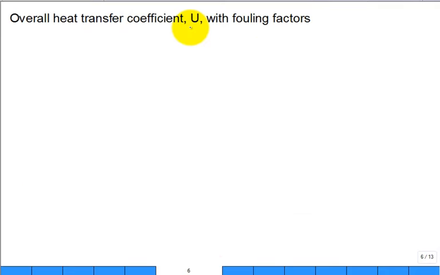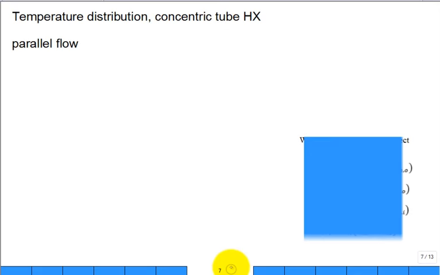Okay, so I already talked about how to modify 1 over UA with the adding fouling, right? So I've already done that. Now let's talk about the temperature distributions. Let's have a soft introduction to how the heat is transferred, not jump into the math and get lost in the math quite right away.